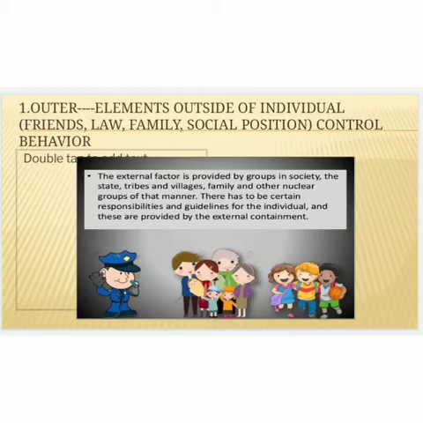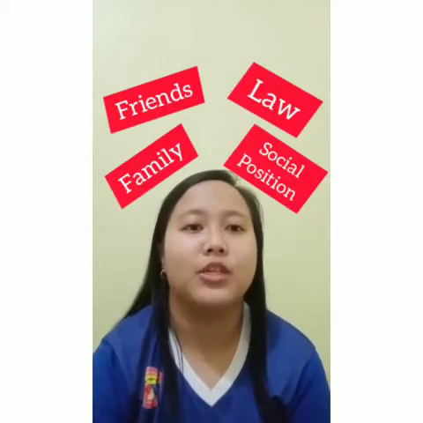In containment theory, there are social factors, the external factor and the internal factor. The external factor is provided by the groups in society, the state, tribes and villages, family, and other nuclear groups of that manner. It is the outside element of the individual, like friends, law, family, social position. External containment develops by being approved by the norms, values, and standards of society.